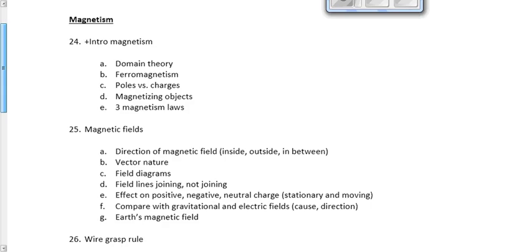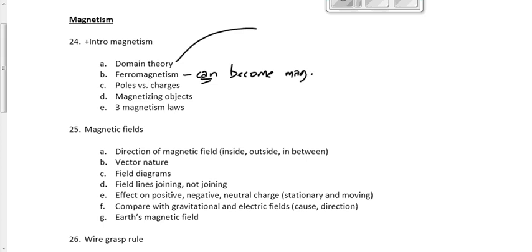Now let's take a look at our magnetism. Some of this stuff we'll go through pretty quickly in the interest of time. Some of it we'll spend a little bit more time on here. Domain theory, remember, tiny little regions inside a ferromagnetic material. Ferromagnetic material, by the way, can become magnetized.